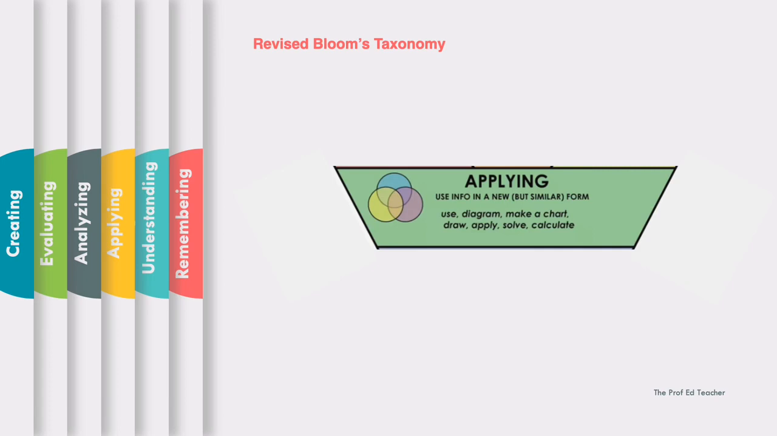We are now in the next level, and that is applying. In this level, students use information in a new but similar form. We can use the following verbs like use, diagram, make a chart, draw, apply, solve, or calculate. Questions that we can ask are the following: make a chart to represent, calculate how much, how would you solve, or how would you use. In this level, questions are meant to have students apply or use the knowledge learned during the lesson.